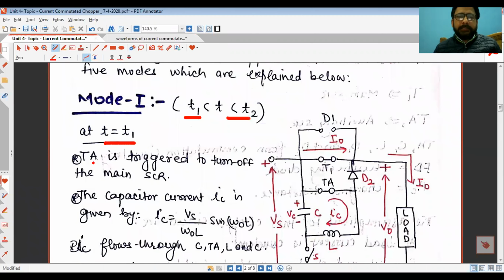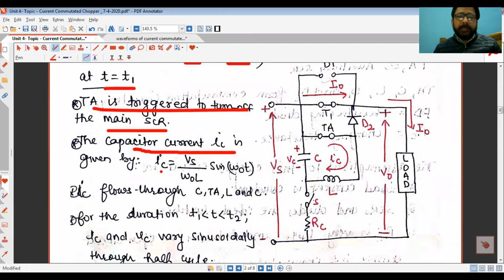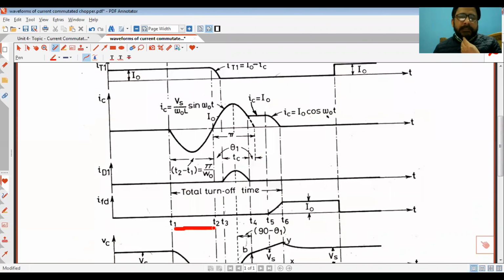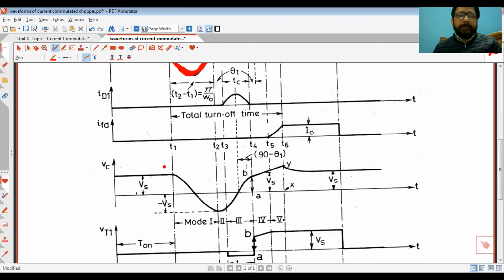At T is equal to T1, TA is triggered to turn off the main SCR. The capacitor current IC is given by IC is equal to Vs by omega L sine omega naught T. So let us see what it is. For duration T1 to T2 here, the capacitor current is sinusoidal for half cycle. And capacitor voltage is a kind of cosine wave, it is sinusoidal basically, right?